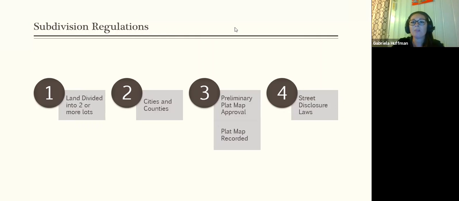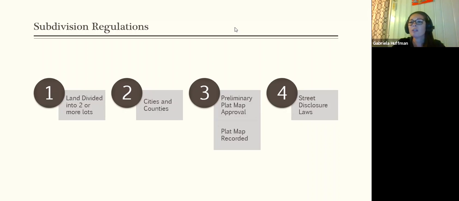That preliminary plat map must be approved by the city or county, wherever that property may be located, before you can start advertising those lots for sale, before you can take deposits, before you can put people under contract. The plat map must be recorded at the Register of Deeds in order to actually close on those lots, meaning conveying title. So please go back and read the difference between approving and recording of the plat map.